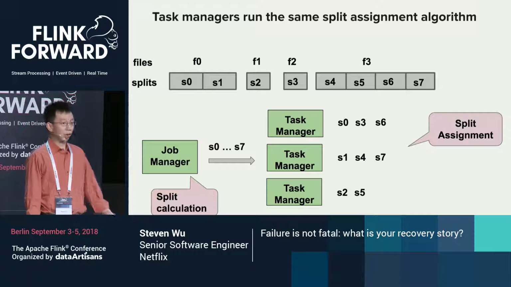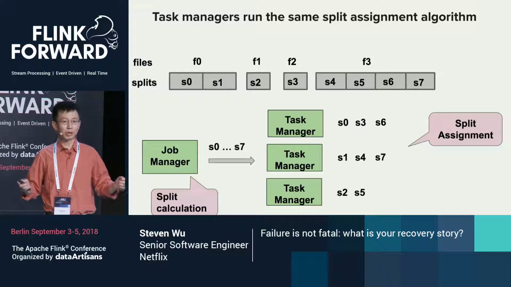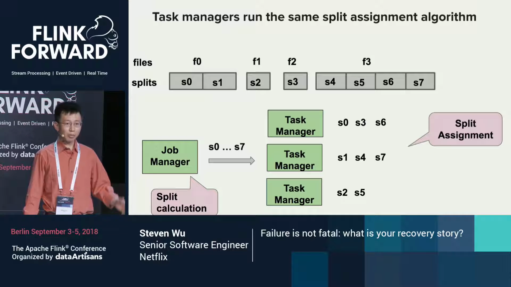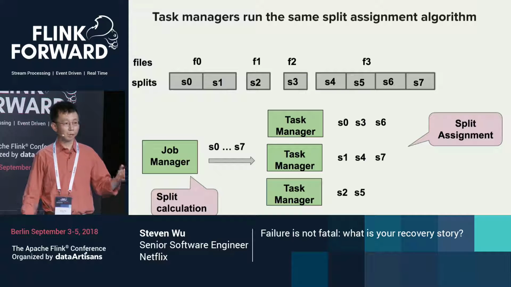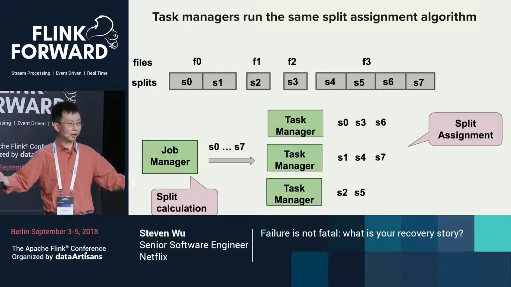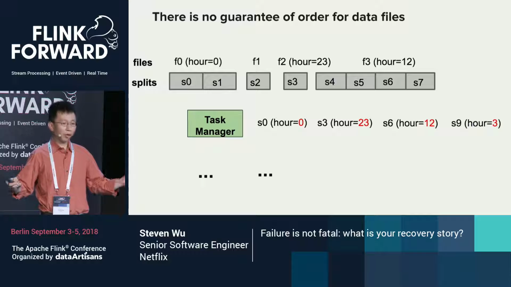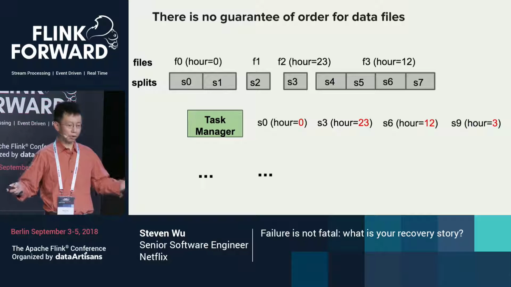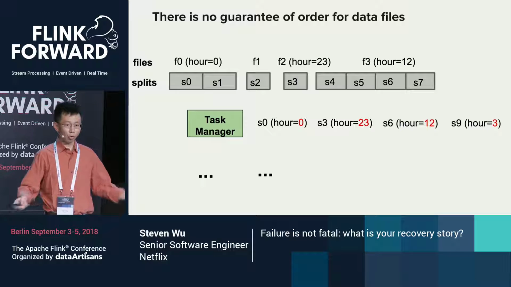The task managers then run the same split assignment algorithm to determine which input split each subtask needs to process. For example, here we have a simple round robin. Basically, we just modulo the split number by the parallelism. If it matches the subtask index, then that's the input split I need to process for the subtask. There's no guarantee of ordering for the Hive source data because the task manager may process data files from hour 0 first, then hour 23, then hour 12, and finally hour 3. It can be any order.